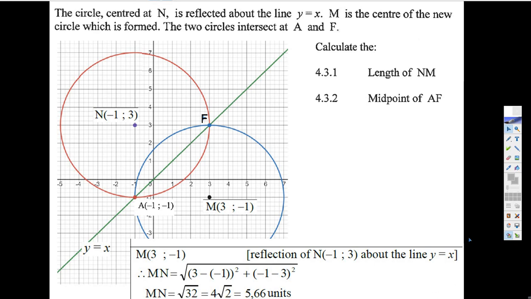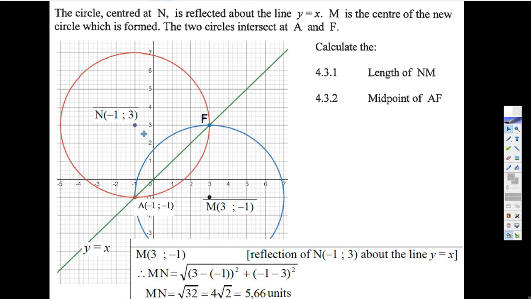Okay, let's look at the last question here, 4.3 of the circle analytical geometry. And here we go. First is a pretty easy question. Oh, you've got to read it carefully. I didn't read it so carefully the first time, and I had to go and look at it again. Anyways, the circle centered at N is reflected about the line y equals x. M is the center of the new circle formed.